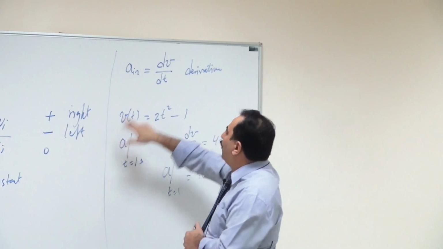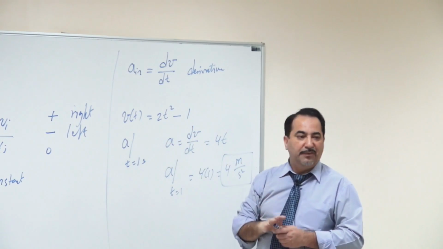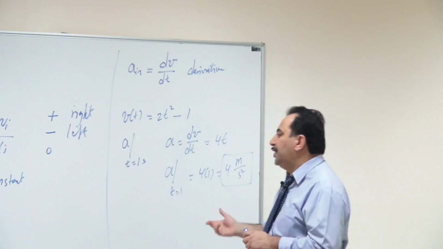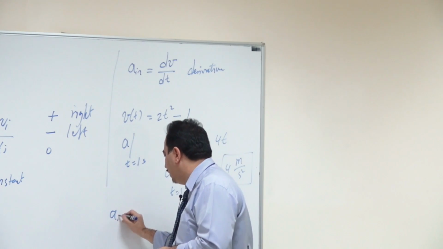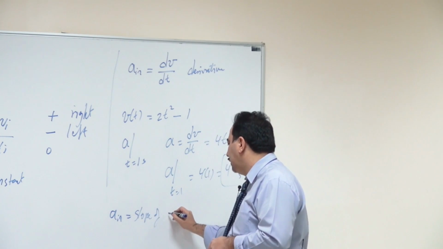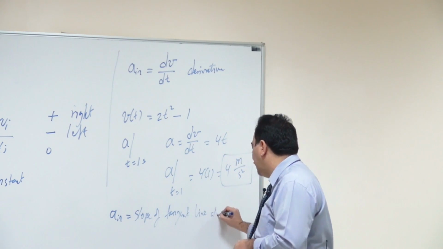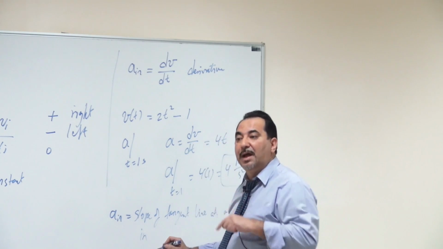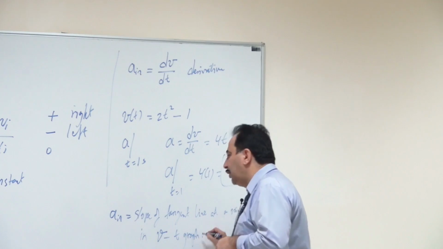Now, as we did before, what is the graphical meaning of this derivative? Like the velocity, slope of the? And which graph? VT graph. So instantaneous acceleration can be found from the slope of the tangent line at a point in the velocity time graph, in the VT graph.